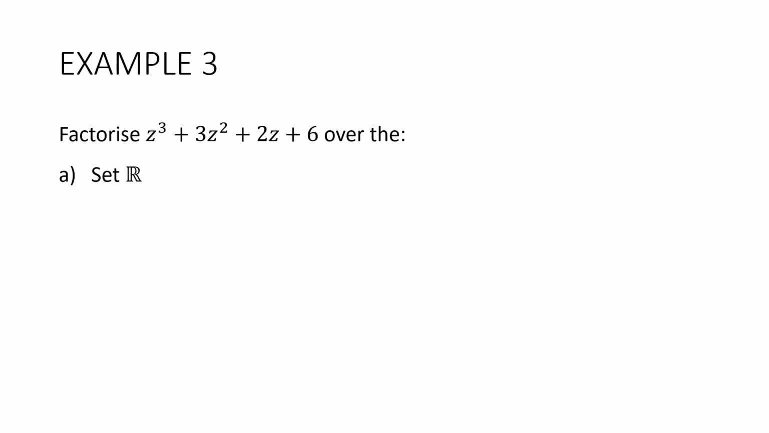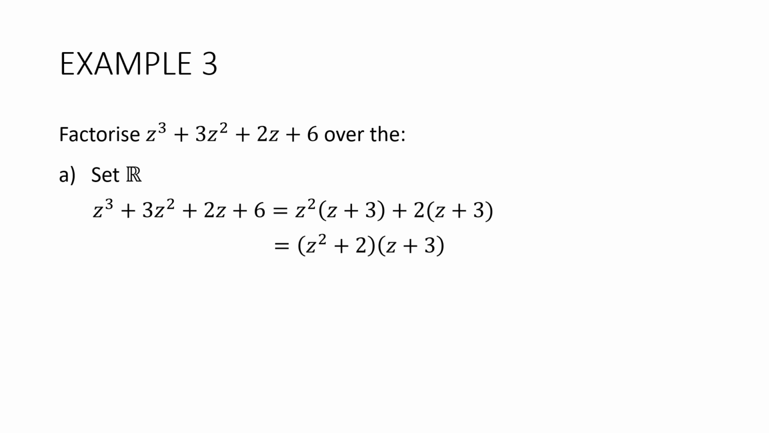And example 3, factorise z cubed plus 3z squared plus 2z plus 6 over the set of real numbers. Again, tempting to use polynomial division, but with a cubic, always consider that you might be able to factorise the first two terms and the second two terms and get a common factor. And in this case, you actually can. See the common factor of z plus 3? So the factorisation is z squared plus 2 multiplied by z plus 3.